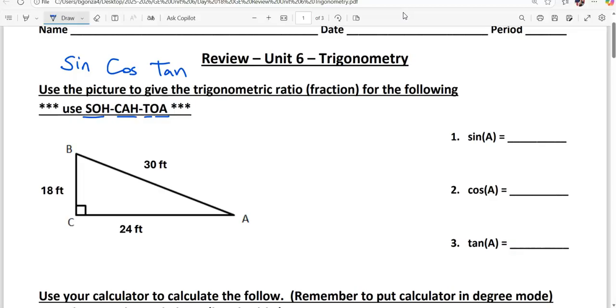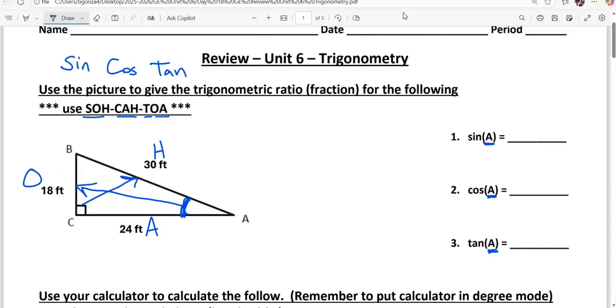Okay, so first things first. Number 1, 2, and 3. Sine, cosine, and tangent, you have to look at the angle that they're talking about, and all three of these are talking about A. So put an arc at A, and we always label the opposite side with an O, across from the 90 with an H, and the leftover A.